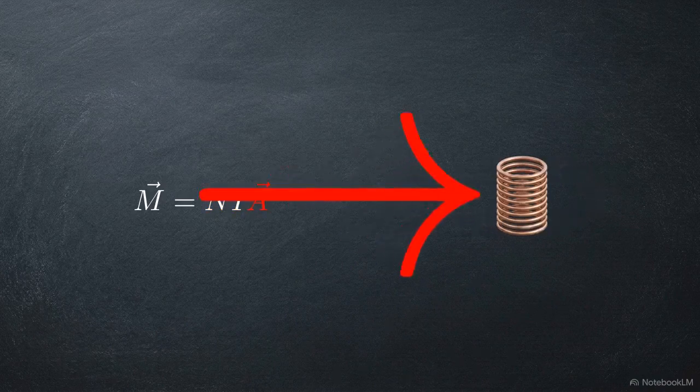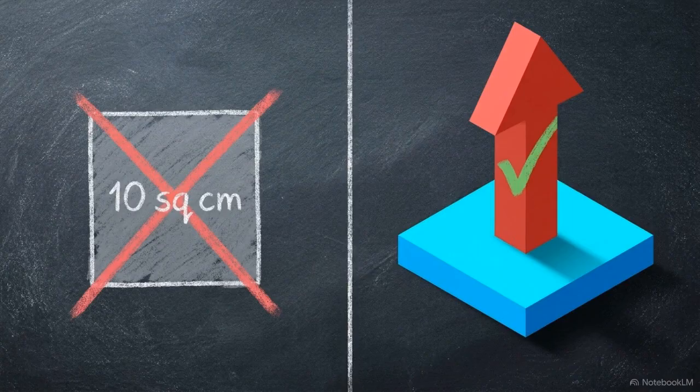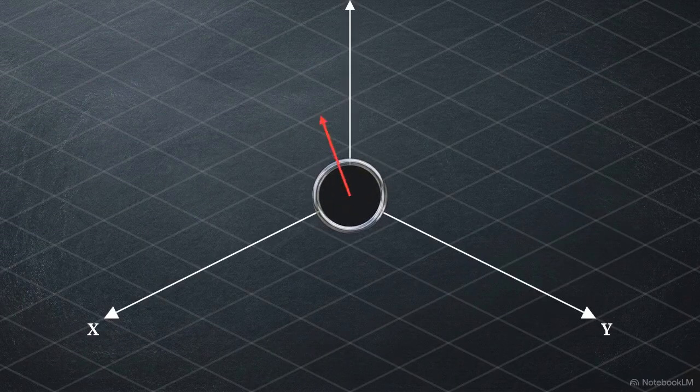But look closely at the final variable, area. It is marked with an arrow over the A. In this context, area is not a standard measurement of flat surface space. It is a strictly defined vector. To analyze 3D electromagnetic problems, we must define area as a directional arrow pointing through three-dimensional space.